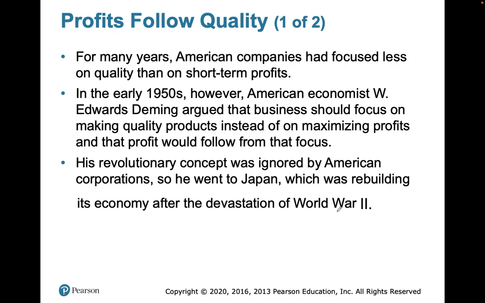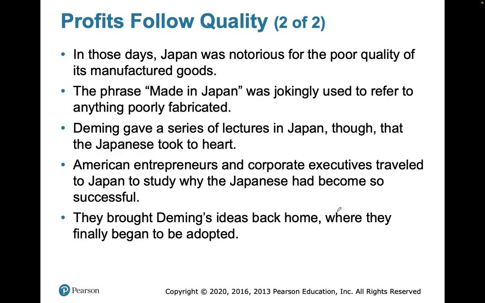Okay, and the Japanese product became one of the best in the world. And over time, American entrepreneurs and corporate executives traveled to Japan to study why the Japanese had become so successful producing quality products. And when they did, they found out the idea which they embraced, which was that of Deming's idea, and they brought that idea back home to America, where they finally began to adopt it and do likewise. And today, we would say American products are also one of the best in the world.